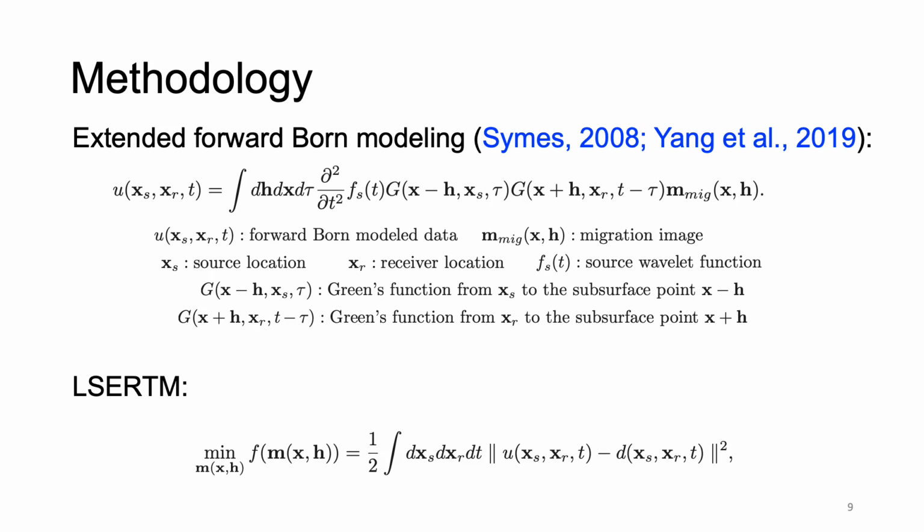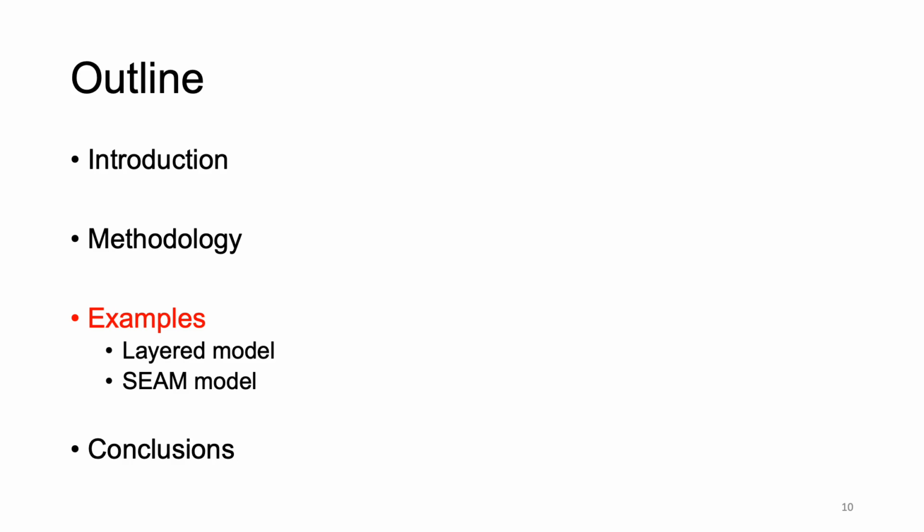LSERTM is generally formulated as minimizing the L2 norm difference between the modeled data U and the observed data D. This objective function can be iteratively solved with the conjugate gradient algorithm. The above equations are the same for the surface seismic survey and the VSP survey. However, it is not necessarily true that the behavior of LSERTM is the same for these two surveys. Let's use some numerical examples to demonstrate the behavior of LSERTM for the VSP data and the surface seismic data.